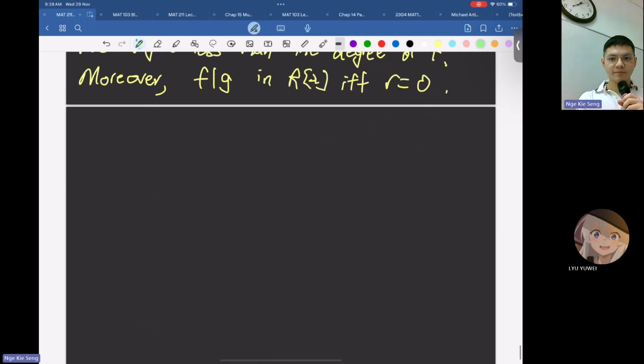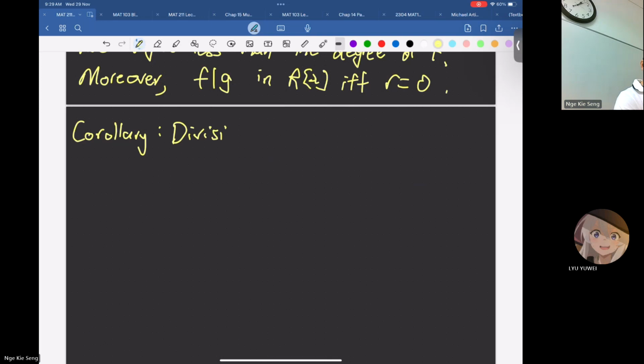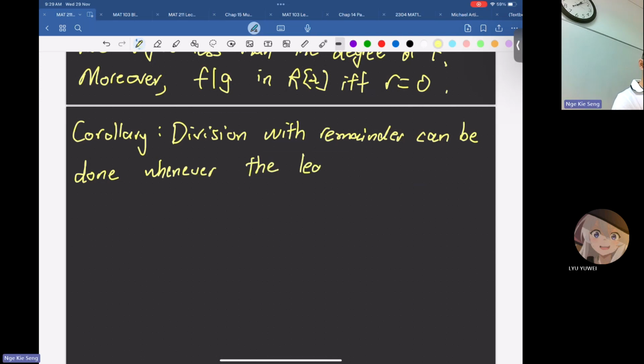Okay, good. Next. So in fact, this is the corollary I want to say. The corollary here: division with remainder can be done whenever the leading coefficient of F is a unit.